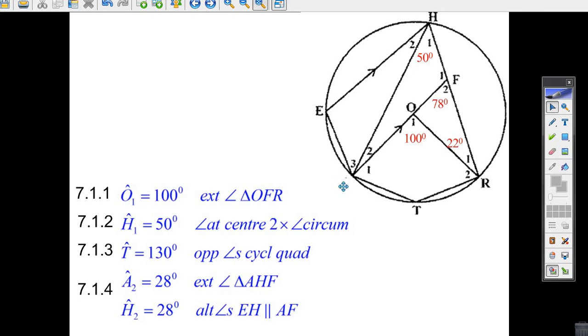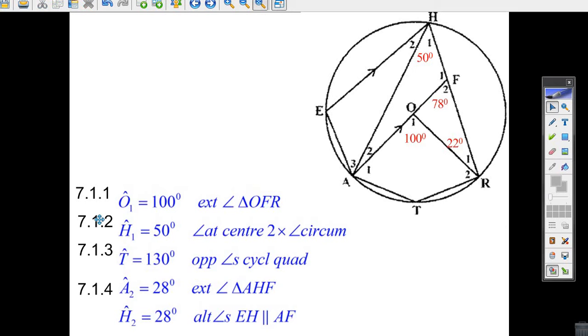Now the next angle, HRT, and this point right here, which is actually A. This is A right here. And maybe I should just move that O so you can see it a bit there. A, that one right there, they form a cyclic quad. And the opposite angles of a cyclic quad add up to 180. So that's why T is 130, because of the opposite angles of a cyclic quad. Okay, there's your first part, all done.